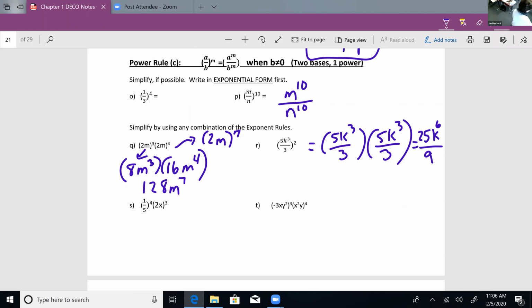The other thing we could do is we could square each of these individual pieces. We could have thought of it as 5 squared. K to the third, when it's squared, becomes k to the 6th. And then 3 squared. And if you clean that up, you still get this. Okay, so you can go either way. Let's do t, and then I think we'll be good with this. So I've got -3xy squared to the 3rd power times x squared y to the 4th power. Now we saw a shortcut on this one. Would that shortcut work on t?